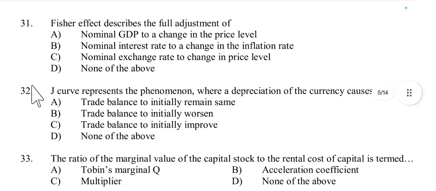Question number 31: the Fisher effect describes the full adjustment of nominal GDP to a change in the price level, nominal interest rate to a change in the inflation rate, or nominal exchange rate to a change in the price level. Here the Fisher effect describes the full adjustment of the nominal interest rate to a change in the inflation rate. Option B, because the Fisher effect describes the relationship between nominal interest rate and inflation, and how the nominal interest rate adjusts to a change in inflation. Here this is the right option.